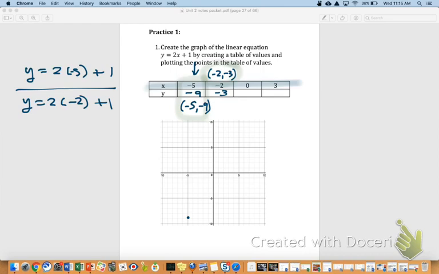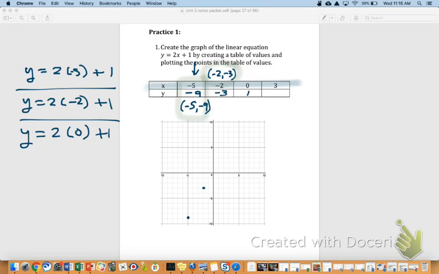Yes. Okay. So I'm going to start at the origin. I go left 2, down 3. Oops. Left 2, down 3. Is that okay? Well, I missed it. How about that? Good? Okay. How about the 0? Have you guys already done the 0? We plug this in. y equals 2 times 0 plus 1. What's the output? 1. The output is 1.